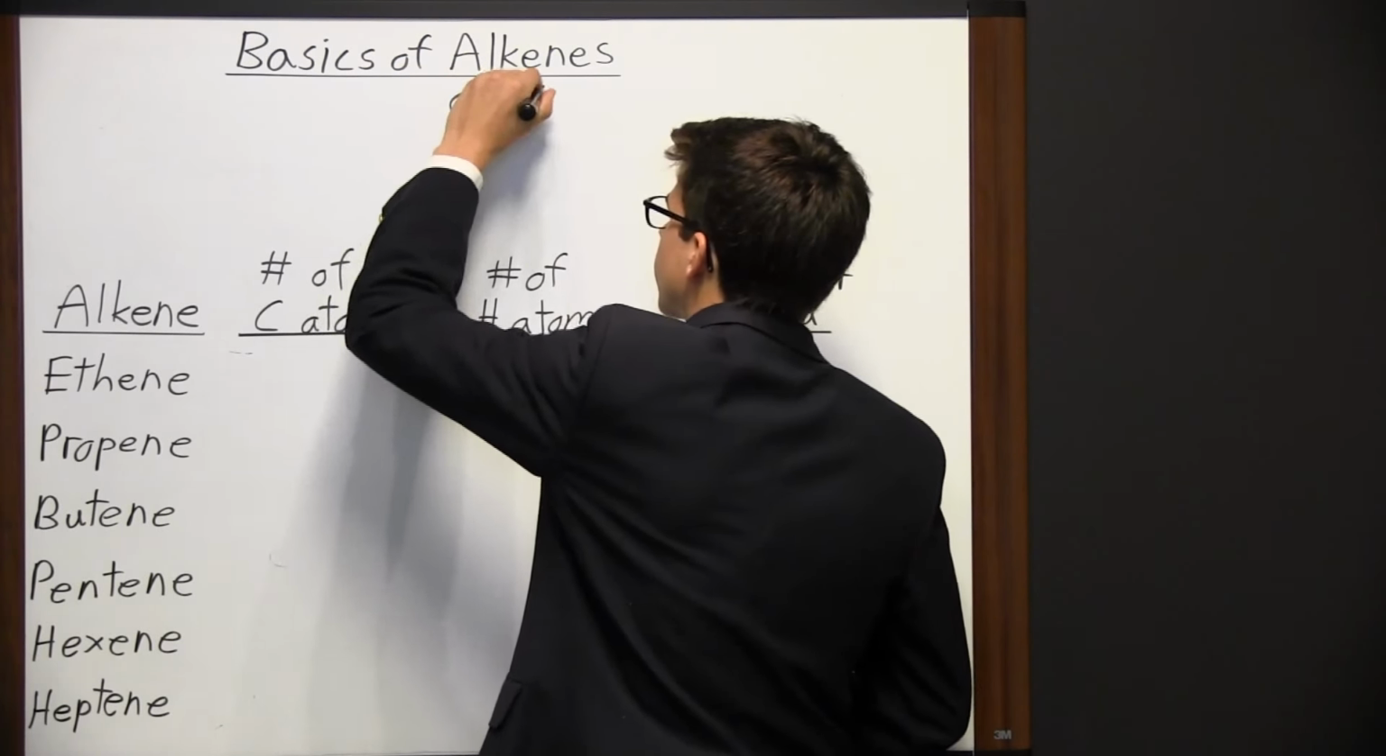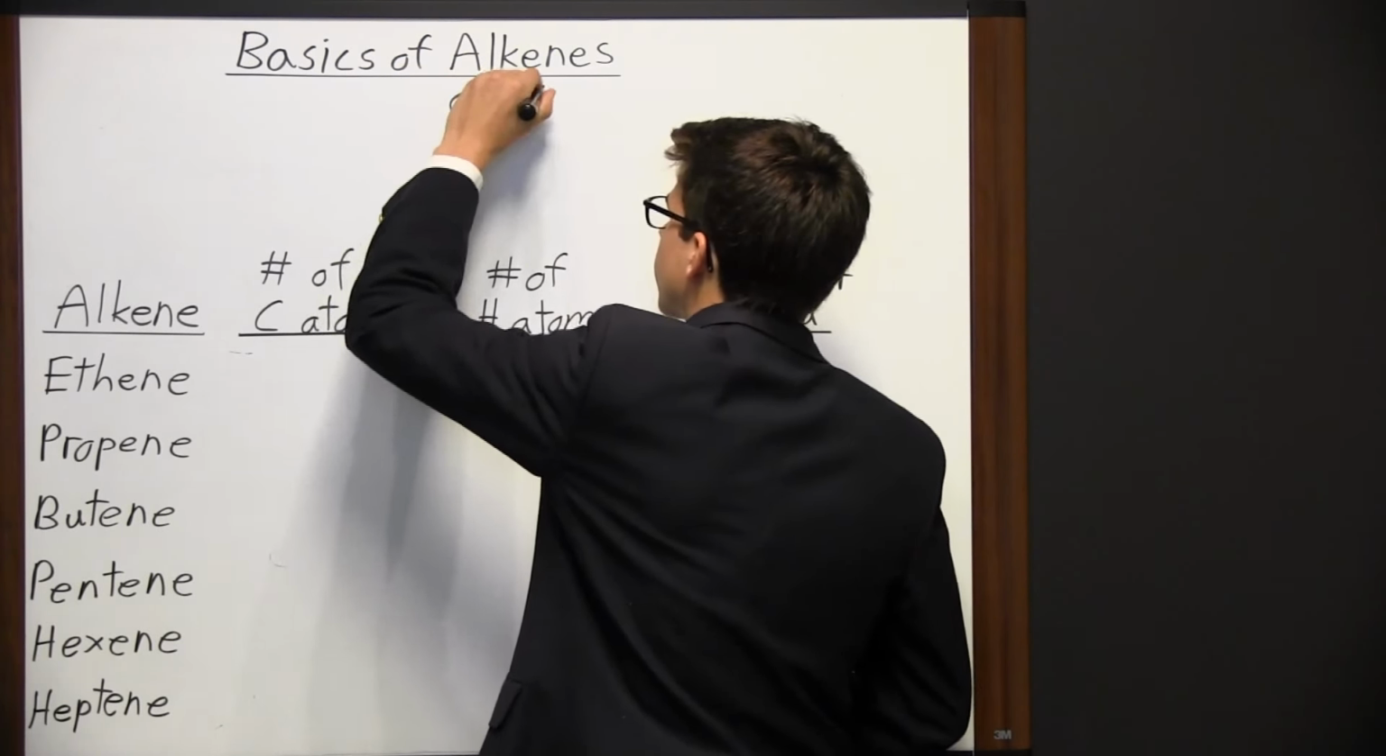Now we can see a pattern here of the number of hydrogen atoms increasing by 2 for the number of carbon atoms increasing by 1. So here from 2 to 3 we have plus 1, but from 4 to 6 we have plus 2. Here again we have plus 1, but 6 to 8 is plus 2. So for every increase of 1 carbon atom, we have an increase of 2 in terms of hydrogen atoms.